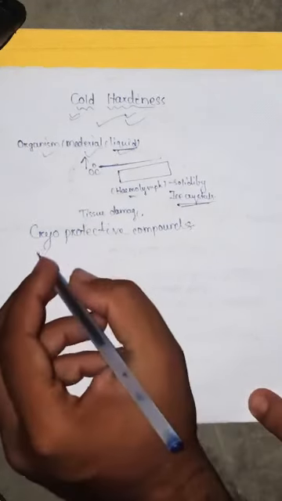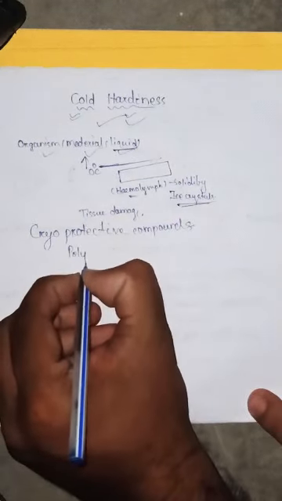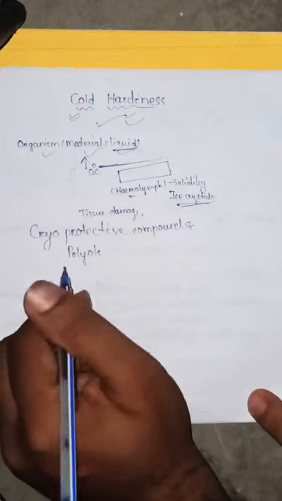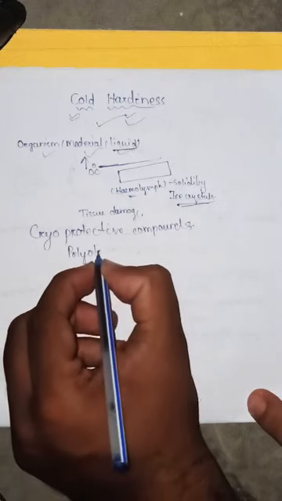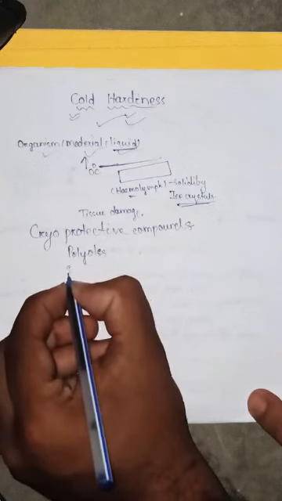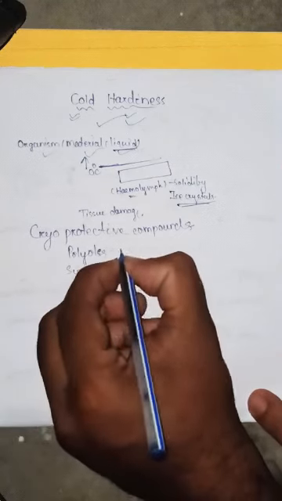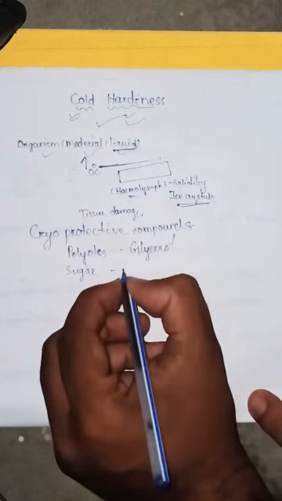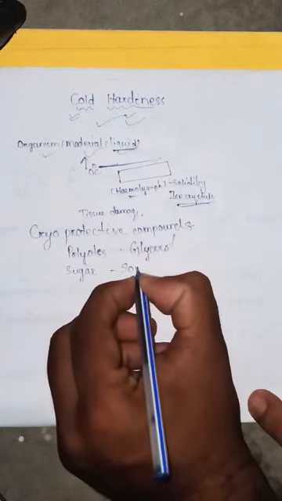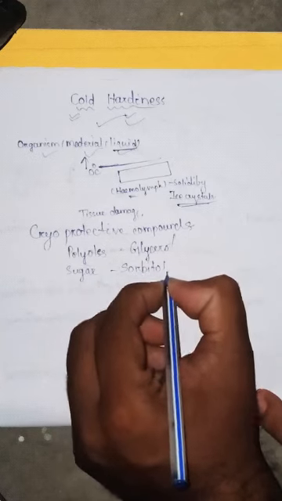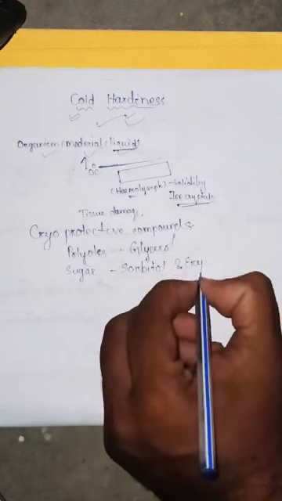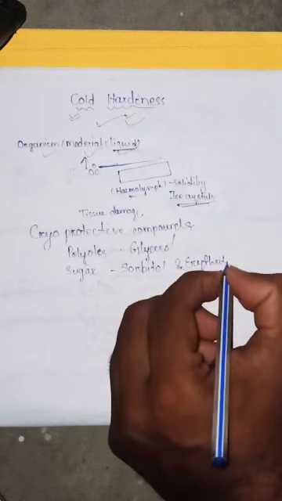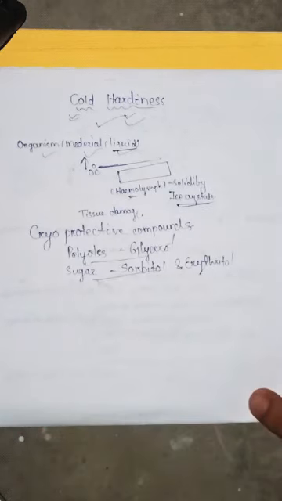For example, there are some examples: polyols, and sugar materials. Polyols, for example, are glycerol, sorbitol and erythritol. So these are the examples of cryoprotective compounds which are present in insects which exhibit cold hardiness.